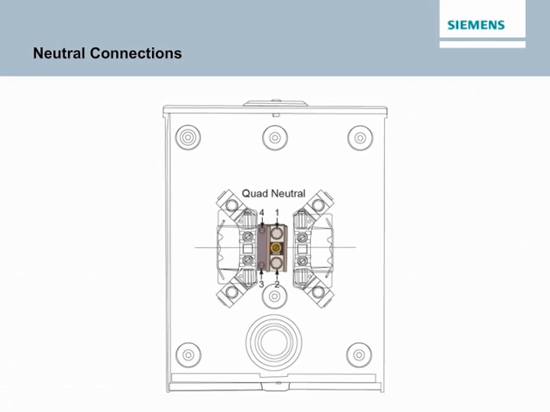There are 3 types of meter socket neutral connection configurations. 2 connection neutrals, also called double or duplex neutrals, have 1 connection for the incoming conductor and 1 connection for the outgoing conductor. 3 connection neutrals, called triplex neutrals, have 1 incoming and 1 outgoing connection for neutral conductors and 1 connection for ground. 4 connection neutrals, also called quad neutrals, have 1 incoming and 1 outgoing connection for neutral conductors and 1 incoming and 1 outgoing connection for ground conductors.